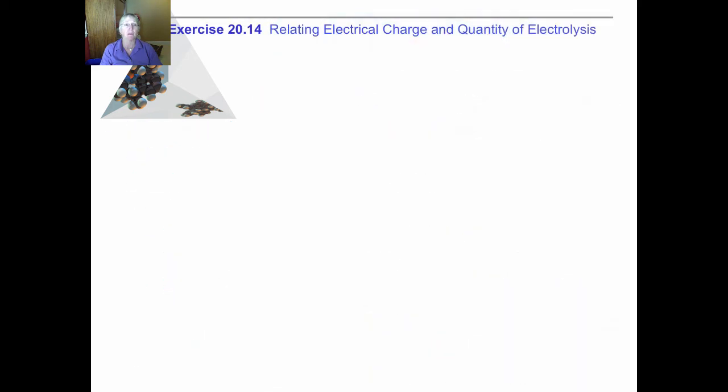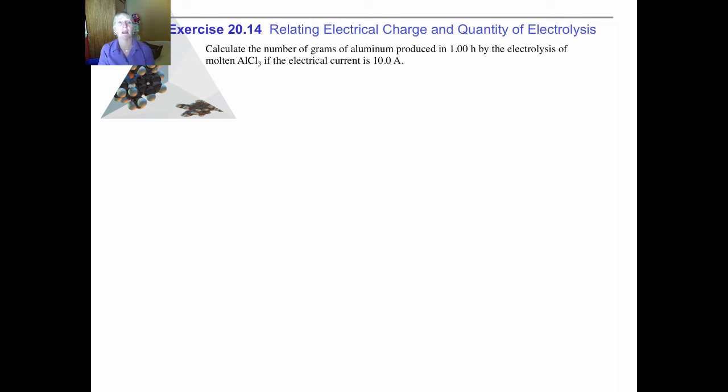So here is our first and last sample exercise of the chapter itself. It says, calculate the number of grams of aluminum produced in 1 hour by the electrolysis of molten aluminum chloride if the current is 10 amps.